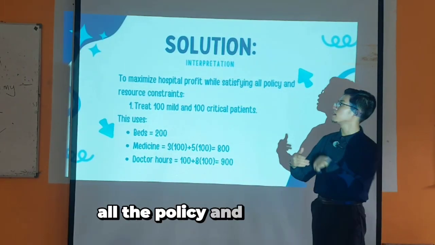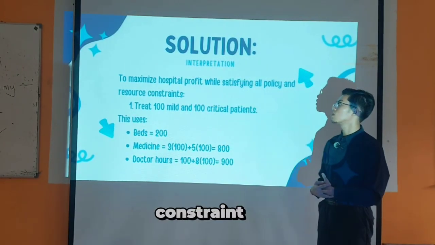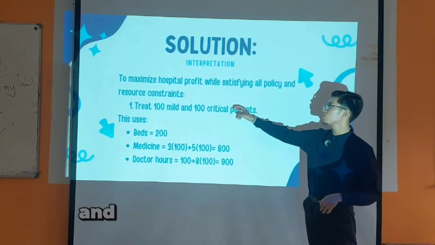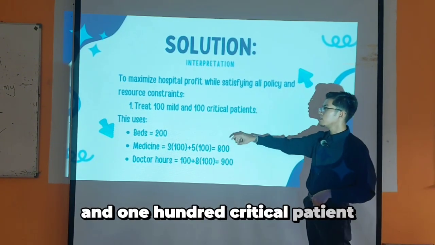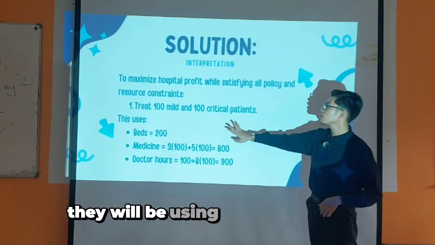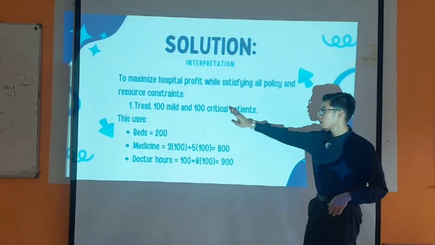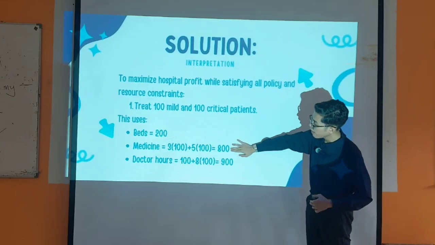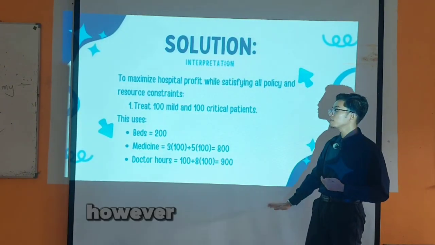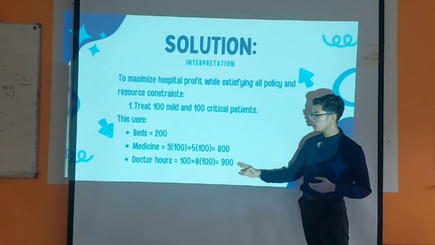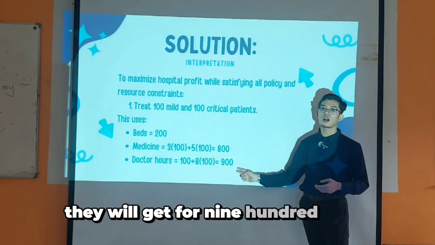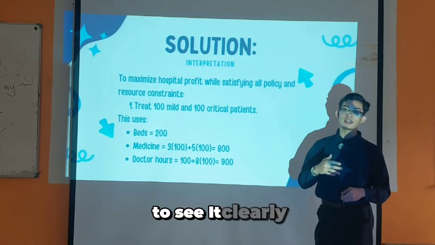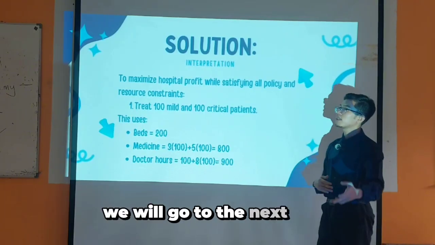Okay. So when we get the maximized profit, we will check whether it satisfies all the policy and the resource constraints. When they treat 100 mild and 100 critical patients, they will be using 200 beds, and for the medicine, they will be using 800 units. However, for the doctor hours, they will need 900 hours. Okay, to see it clearly, we will go to the next slide.